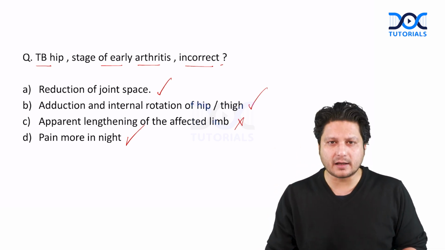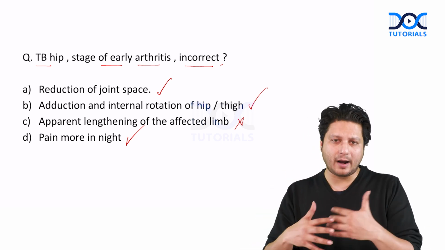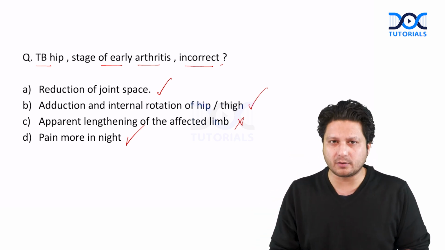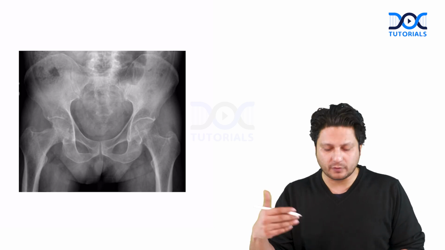So hopefully you get the answer for this particular question. For this, you have to go in detail. You have to learn in detail about all the stages of tuberculosis of the hip joint in particular. It is an important question, not to be missed because of any reason.